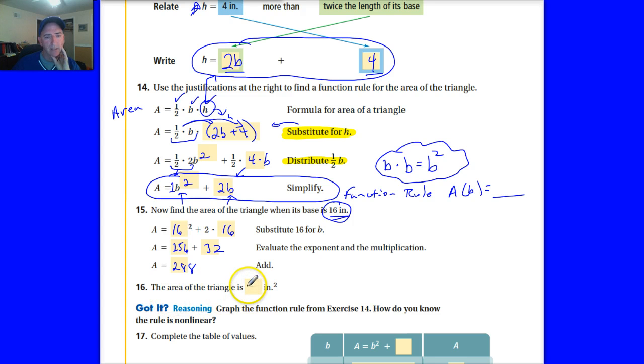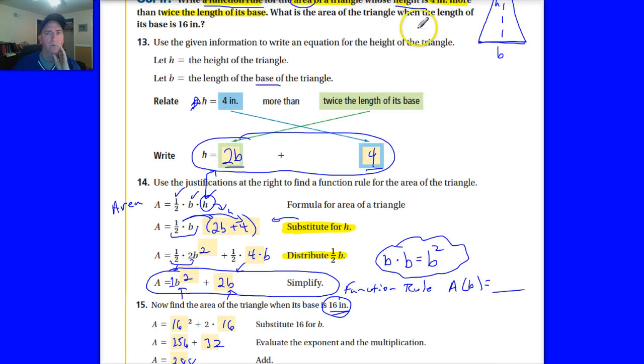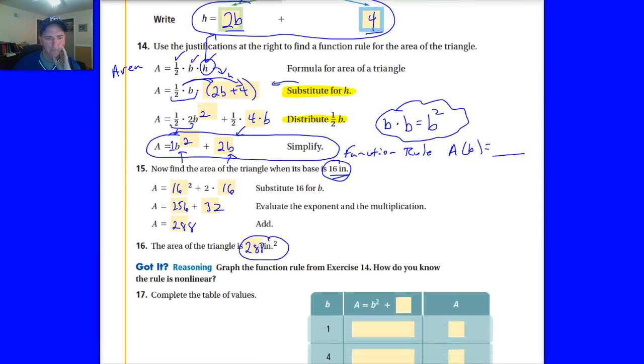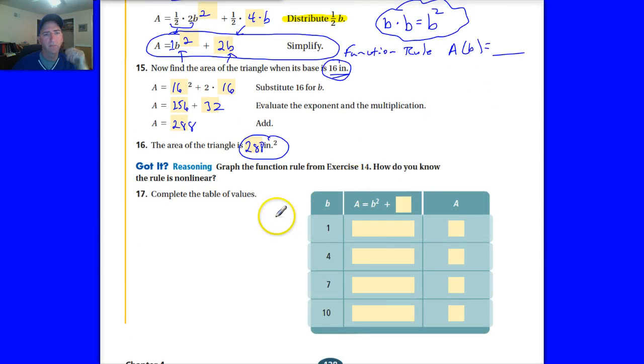So the area of that particular triangle is 288 inches squared. All right, so that's the second part of the answer to this question, what is the length when the base is 16 from the original problem. All right, so from there they take us to this question that says graph the function rule and how do you know that it's nonlinear? And then they ask you to complete the values here.